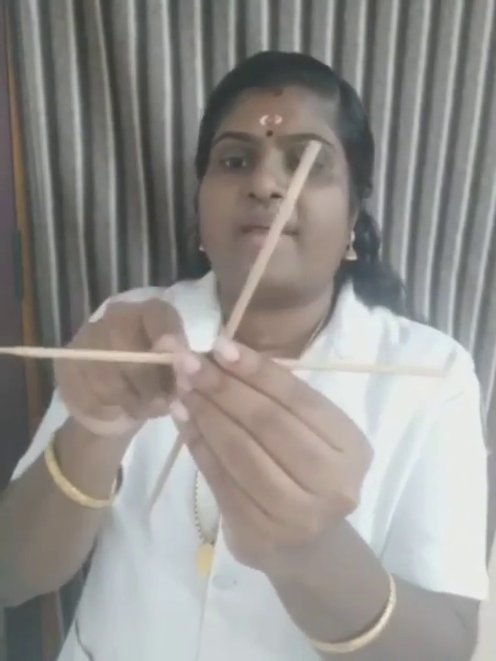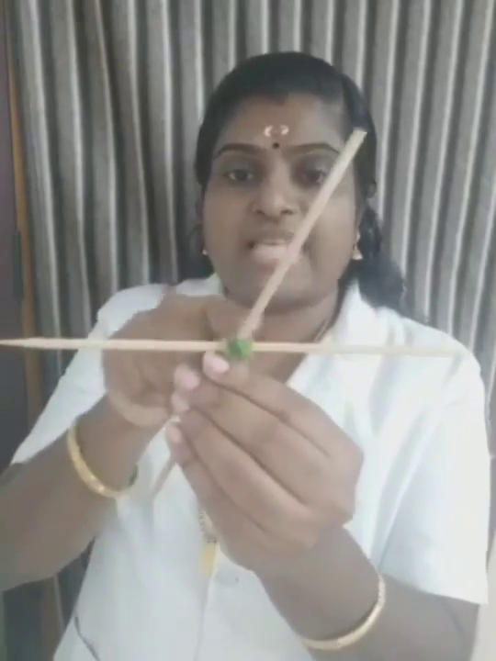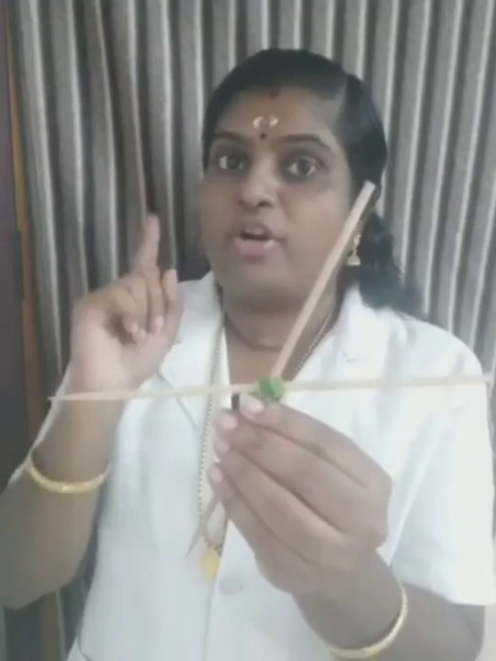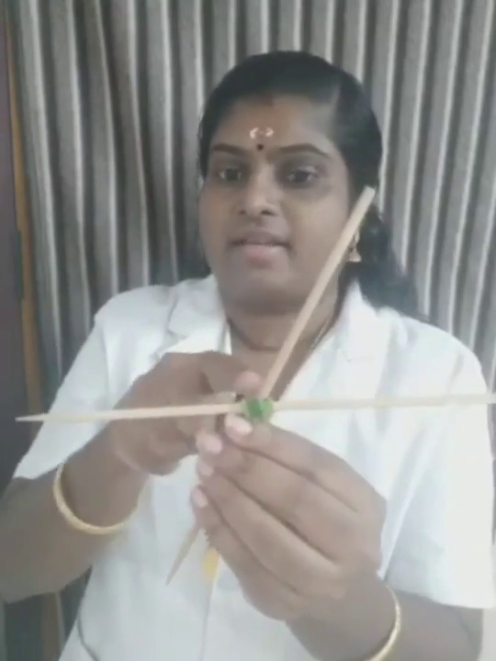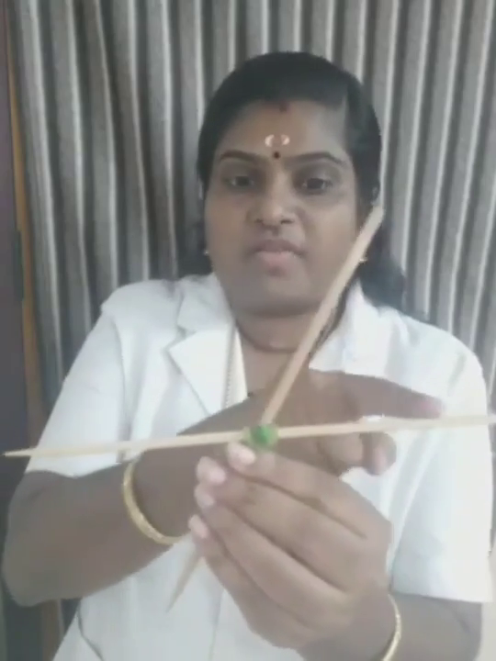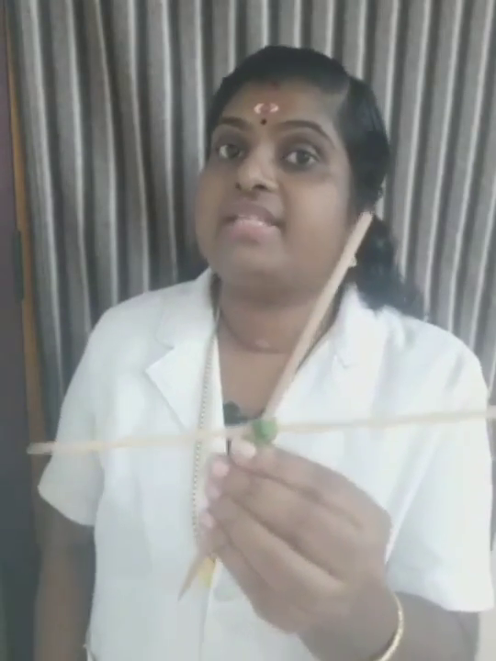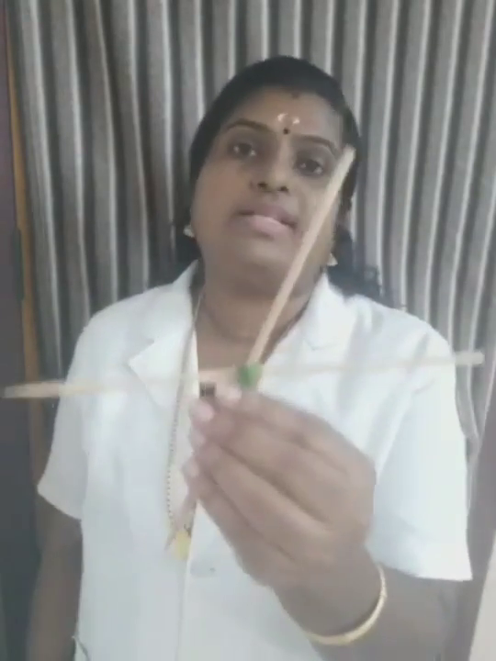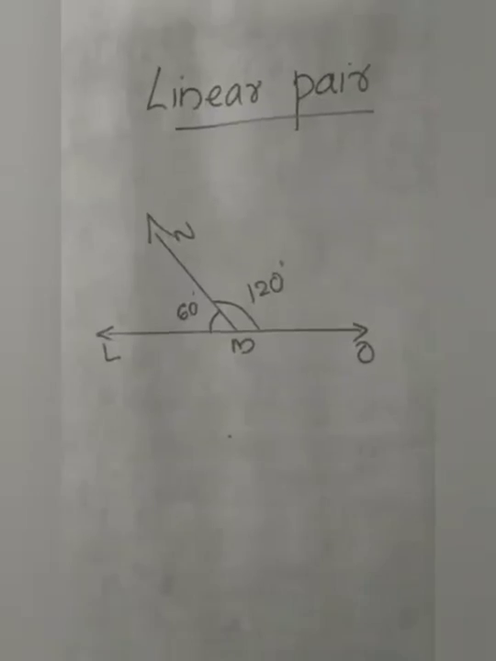That means when we add the measure of this angle and this angle, we should get 180. In order to get 180, this non-common arm should be on the opposite side. Opposite ray means they should form a straight line. Then we can say these two adjacent angles are a linear pair. So if the sum of two angles is 180 degrees, then they form a linear pair.